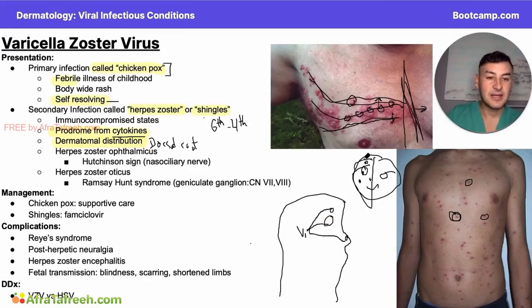So that's how you're going to recognize this herpes zoster ophthalmicus. And there's a special sign called Hutchinson's sign, which is when we get lesions here at the tip of the nose. So that's something to be on the lookout for.